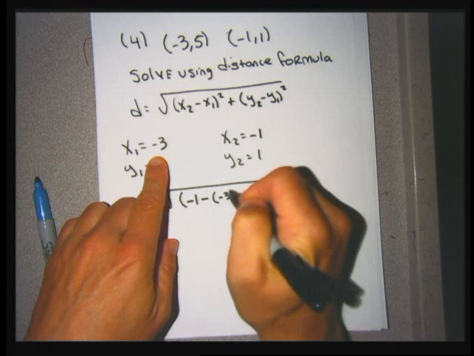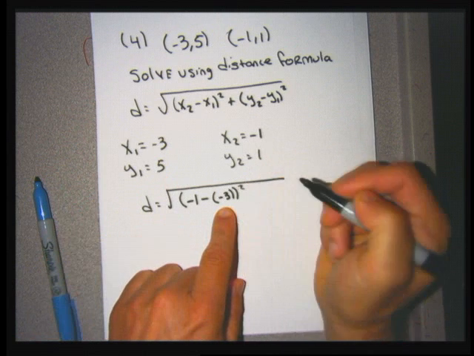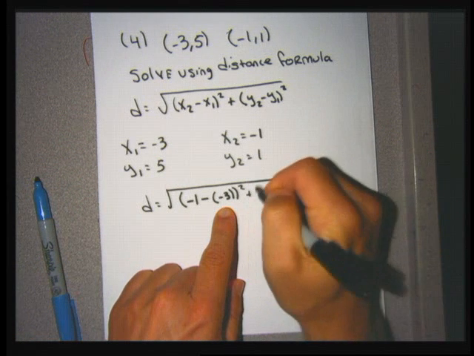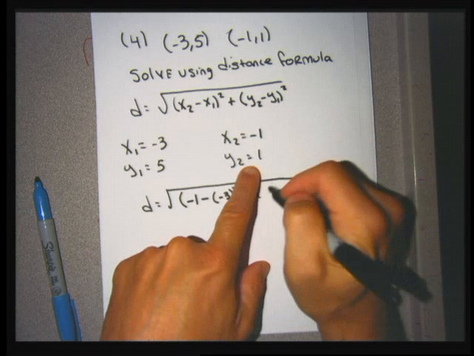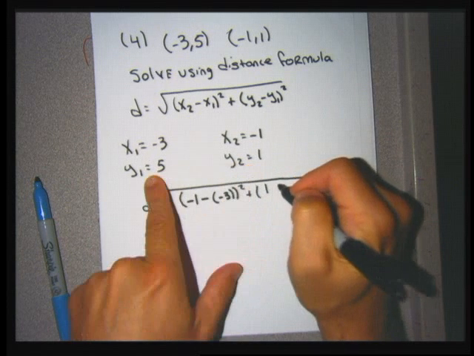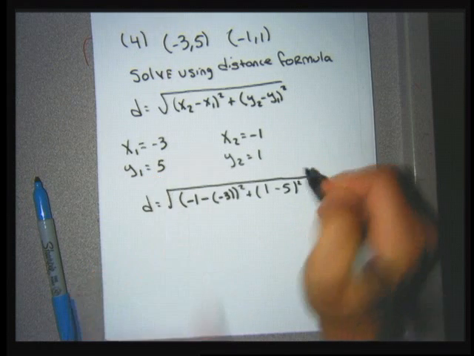Because I have 2 minus signs next to each other, I'm using parentheses for the negative 3, squared, plus y2, which is 1, minus y1, which is 5, squared, all under a square root symbol.